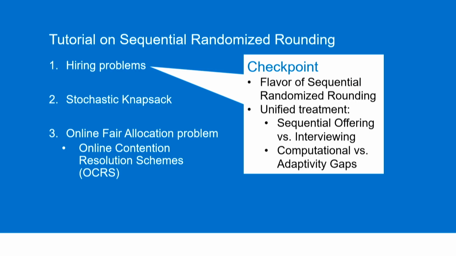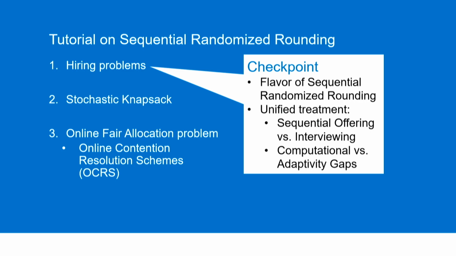OK, so that's all I wanted to talk about for hiring. And so let me just give you a checkpoint of what we learned, right? This is not the most classical sequential randomized rounding problem, but I like it because it's a very simple one in my mind. The proof is quite short, at least for k equals 1. We got a flavor, and we also saw one aspect of sequential randomized rounding where we gave a unified treatment of a lot of things. Offering was the same as interviewing. There was both this computational result and this adaptivity gap result, because the algorithm we derived was really dumb. It didn't delay, it didn't adapt, and the upper bound happened to work even if the algorithm could delay and could adapt.